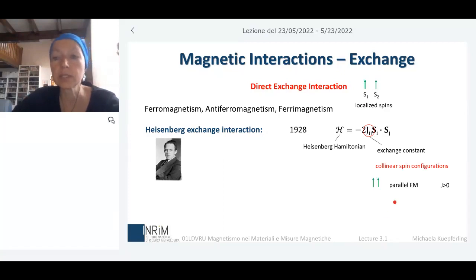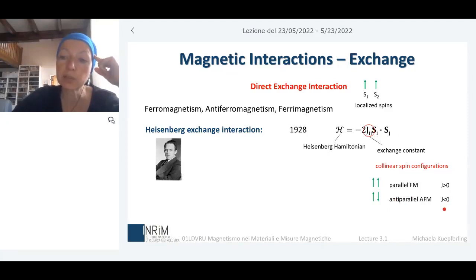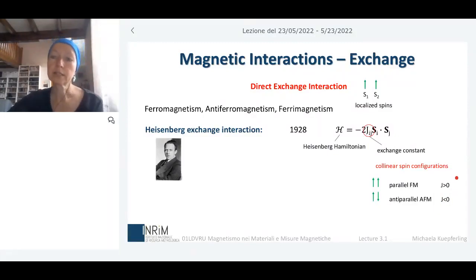So in this case, we consider only collinear spin configurations. If the spins are parallel, then J has to be positive. If the spins are antiparallel, then J has to be negative in order to have an energy minimum configuration. And this antiparallel would be the antiferromagnetic state. So the ferromagnetic and the antiferromagnetic state have their origin in the same phenomenon. So still in exchange interaction, now only considering that the exchange constant can have different signs.